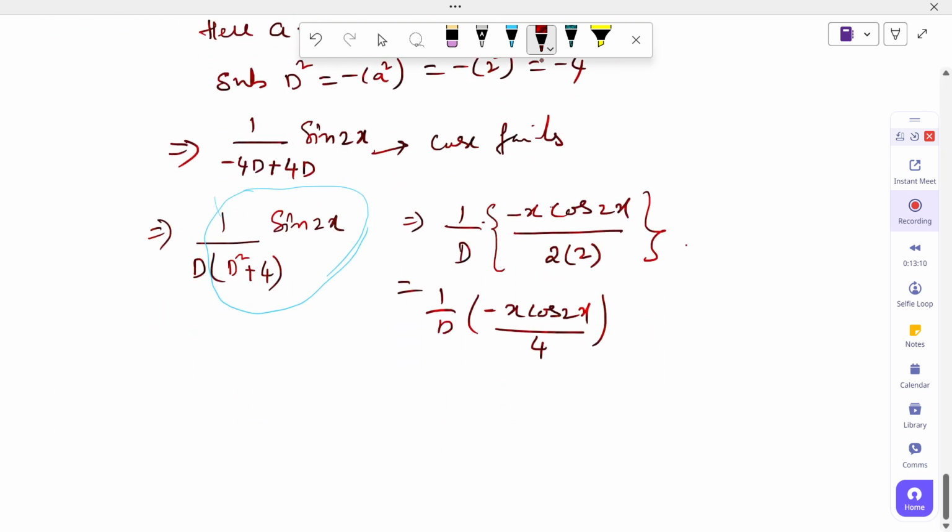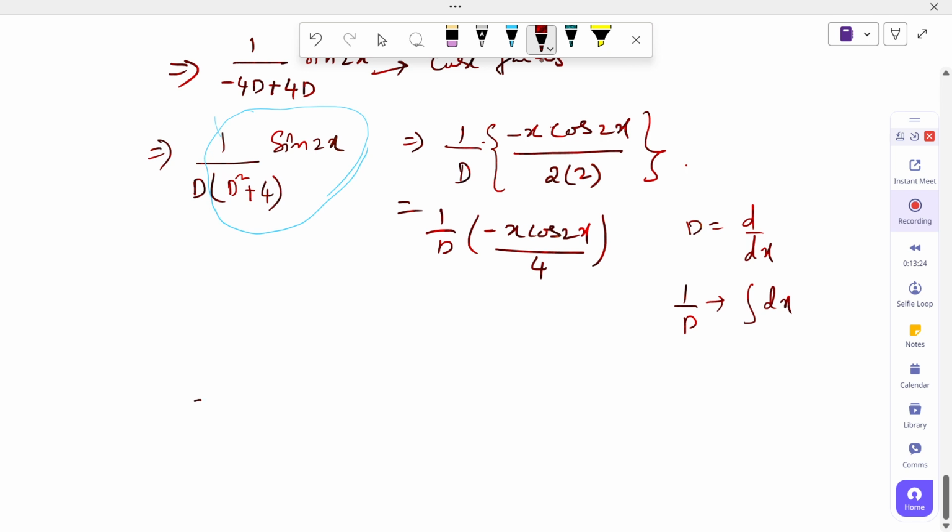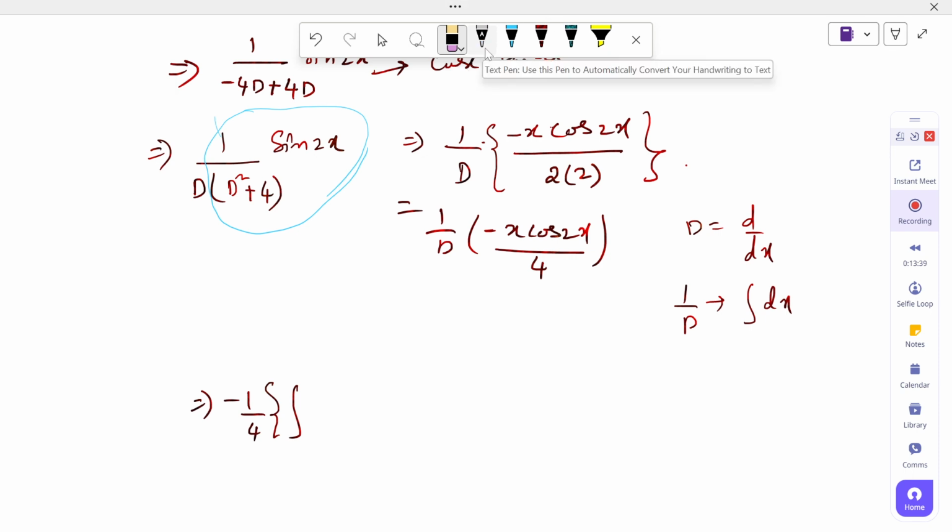Now 1 by D stands for, D stands for differentiation, and 1 by D stands for integration. Yes, integration. So again one part is left. You have to go for the integration. It equals minus 1 by 4, I will keep out. Integrating minus x, minus already I have written out, so no need of writing it again. It equals, what is the function? x cos 2x dx.